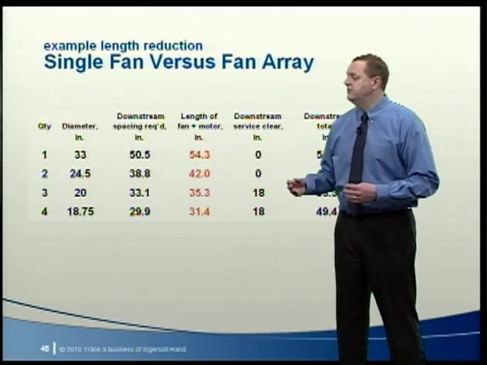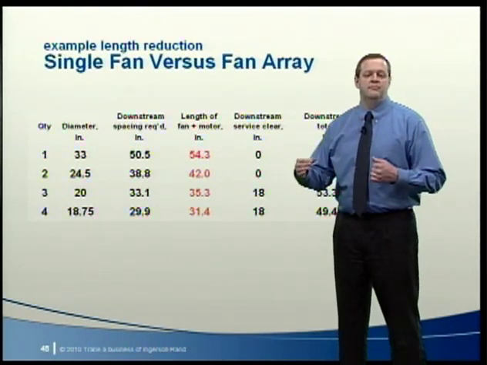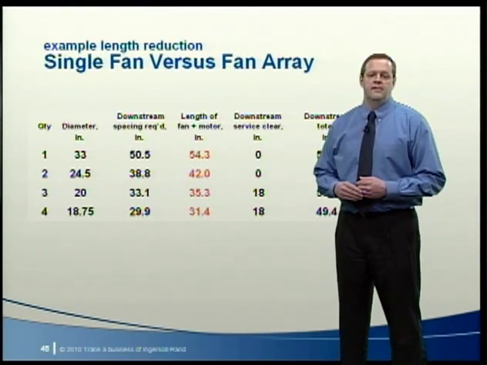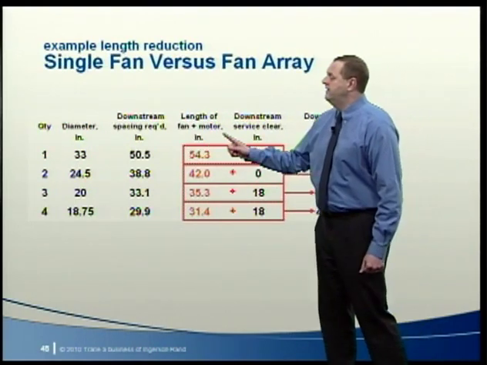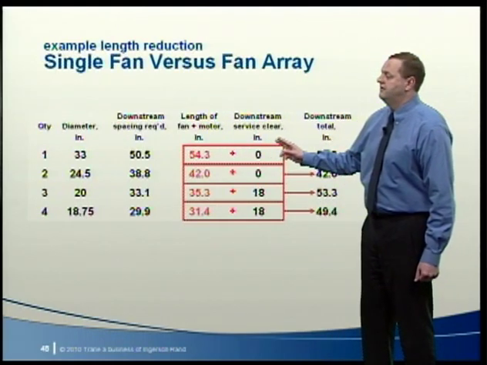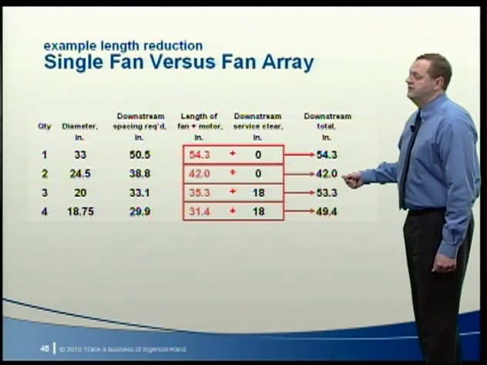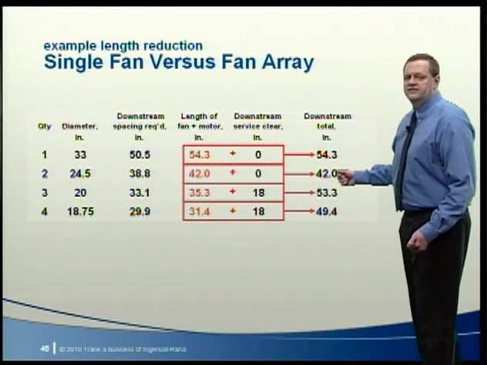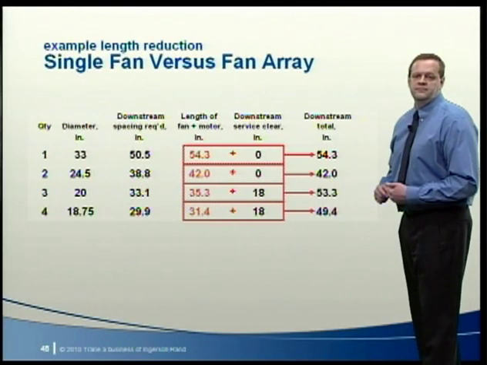And once you go to 3 or 4 fans, you certainly need this extra space downstream to access the middle or upper fans. So the total downstream length is dictated by the length of the fan plus motor plus any downstream service clearance required. The length reduction is greatest going from 1 to 2 fans, but due to the need for service access, might actually increase when more than 2 fans are used.